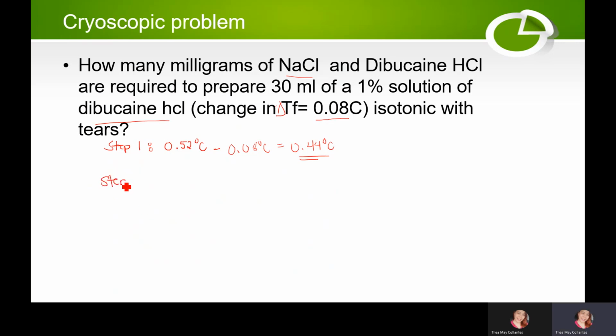Next. Step 2. Step 2 is that you get first the whole sodium chloride that you would be needing for your solution. So, calculate for NaCl needed for the whole volume.